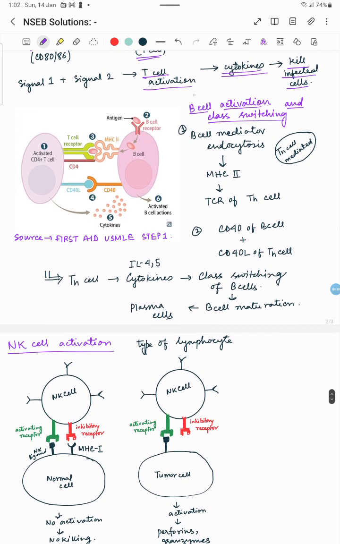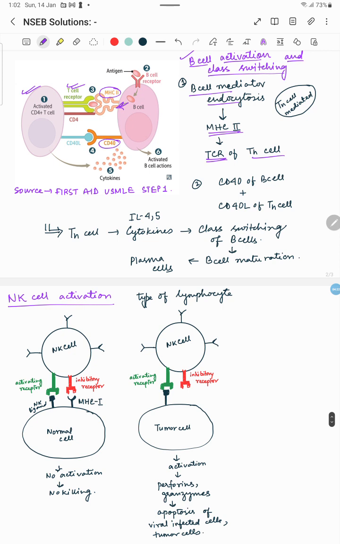Now coming to the B cell activation and the class switching. Now see, this is the activated CD4 plus T cell. Then there is a B cell mediated endocytosis. That means this antigen comes in the B cell, then it gets expressed by the MHC2, which then binds with the T cell receptor of the TH cell. Another thing is the CD40 of the B cell. It binds with the CD40L, that is the CD40 ligand of the T cell.